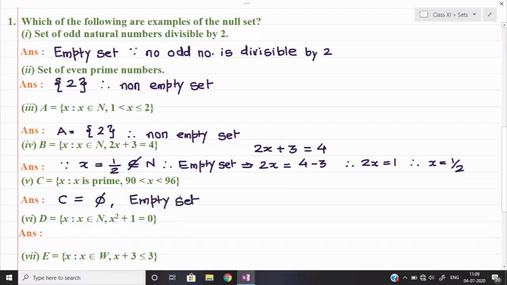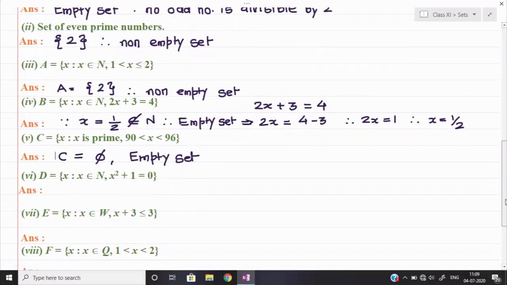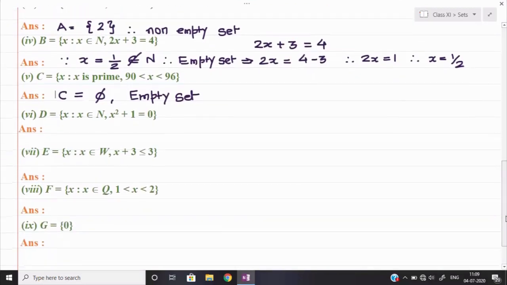Okay. Similarly, let us see the next question. The next part is given here. D is equal to x belongs to N and the value of x square plus 1 is equal to 0. See, this question we have already seen in the example. What we have given here is x square plus 1 is equal to 0. This is the given equation.